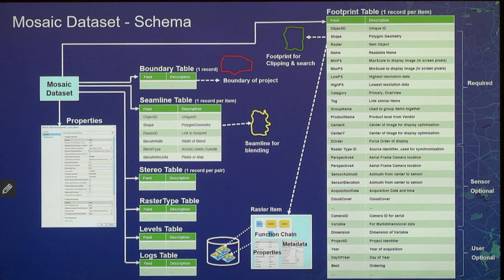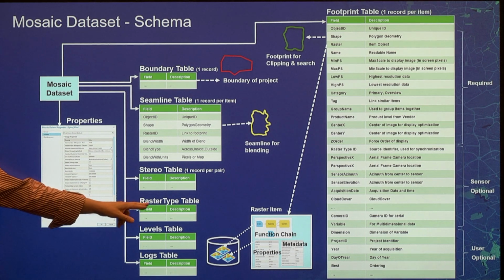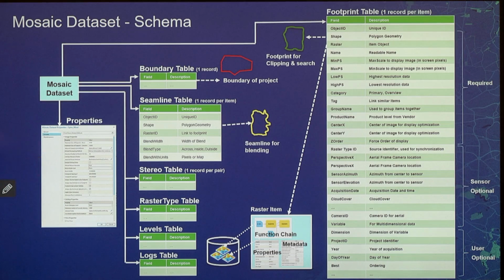And then, depending on what you do, there can be a list of several additional tables. Very typical things: if you have photogrammetric data and you build the stereo model, you will get the stereo table. It will always build up a levels table if you have several different resolutions of data in there, or if you build pyramids and overviews. There is always a raster type table that lists all the raster types that you have added to that data set. You can check that if you want to.